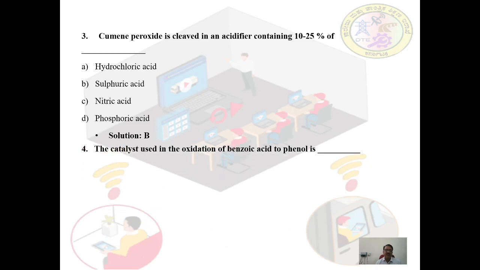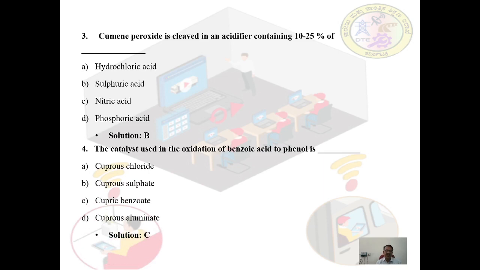Question number 4. The catalyst used in the oxidation of benzoic acid to phenol. Options are cuprous chloride, B cuprous sulfate, cupric benzoate, cuprous aluminate. Option C is the right answer.